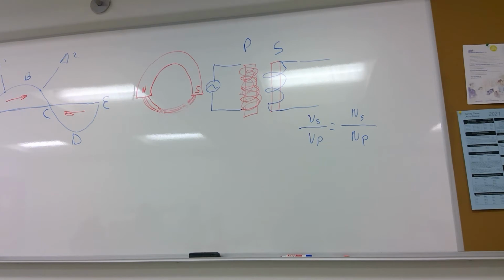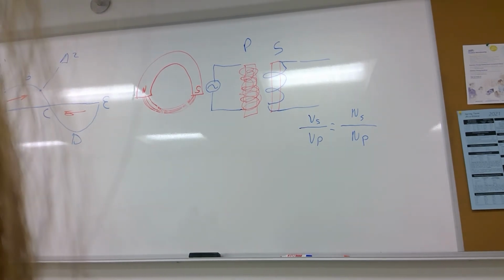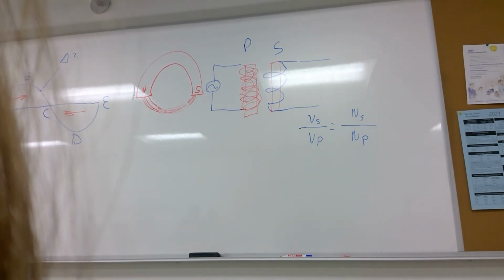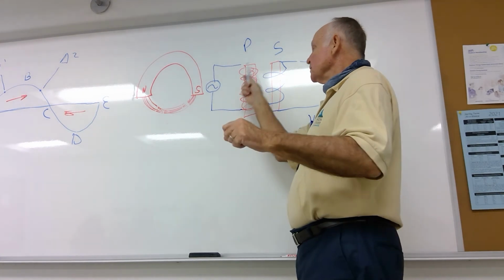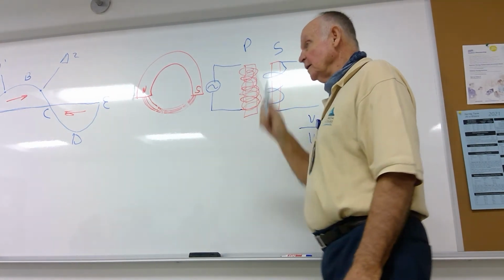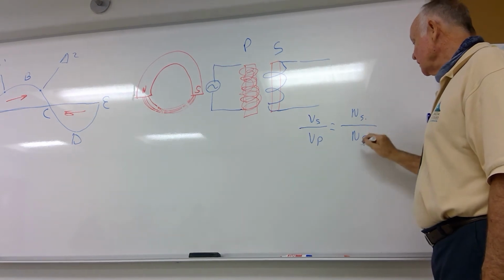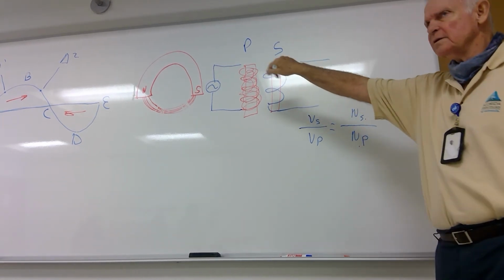This is called the transformer law. Anybody want to weigh in on what the V stands for? Volt. Voltage. And the S and the P? Secondary current. Very good. N? Number of turns. Okay. Number of turns in the secondary, number of turns in the primary. And does everybody agree they're different there?